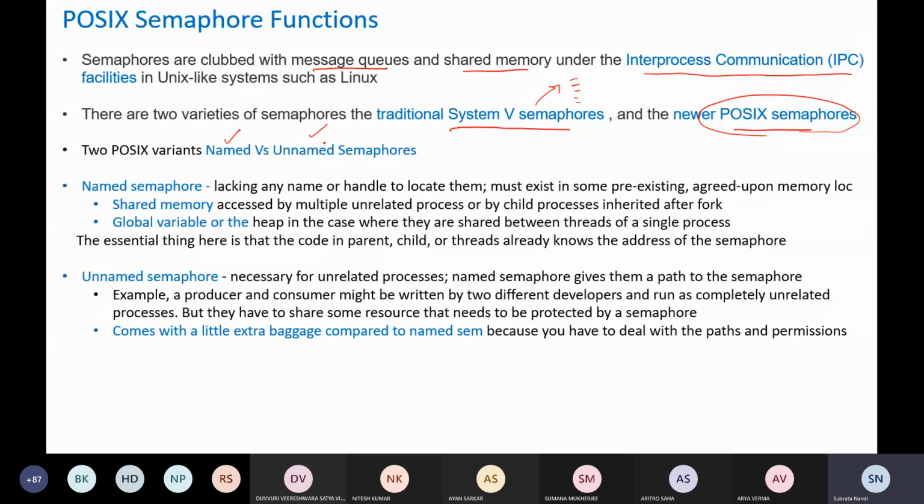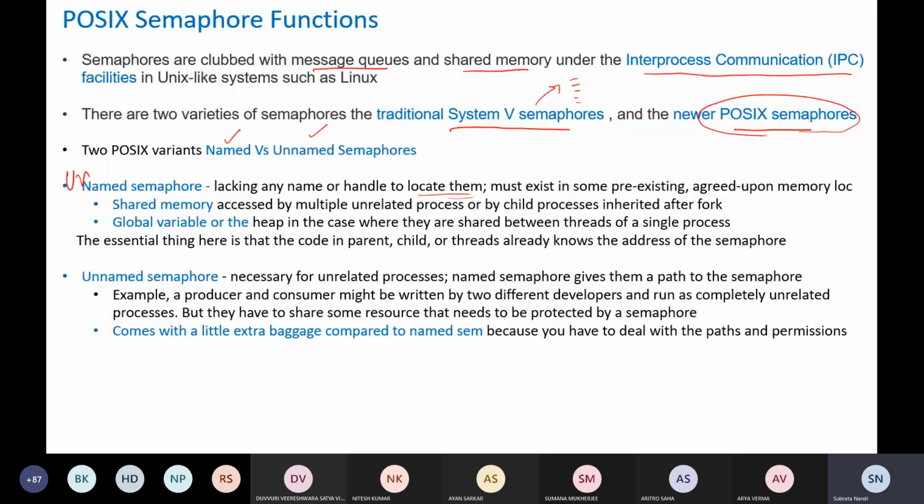So as it says, this is unnamed, lacking any name or handle to locate them. Okay.